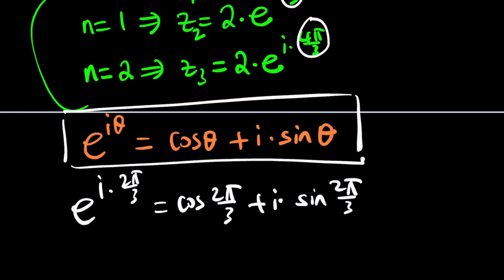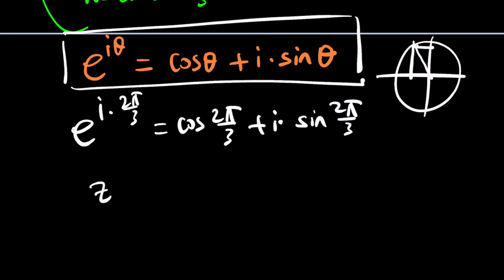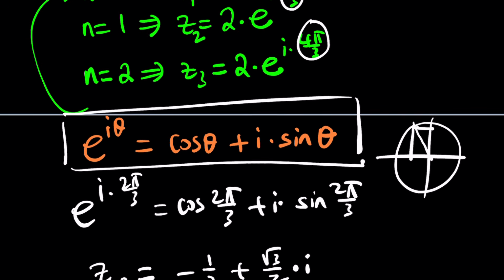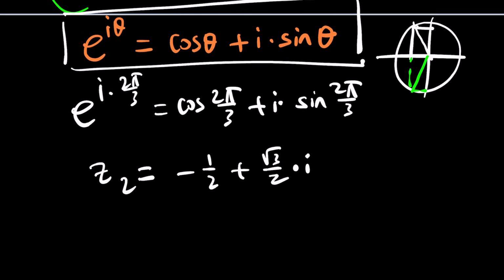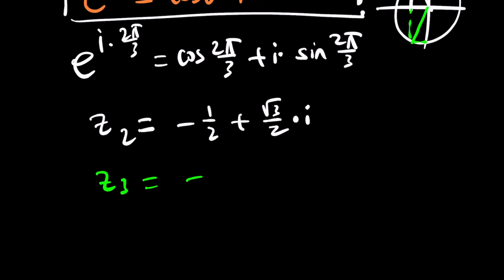And what does 2 pi over 3 represent as a degree? If you think about it, it's 2 times 60 degrees or 120 degrees. So we're talking about this angle right here on the unit circle. And if you look at its cosine and sine, then z2 is going to look like this. This is going to be negative 1/2, and this is going to be root 3 over 2 multiplied by i. When you look at the 4 pi over 3, you're just going to double 120, which is going to give you 240. And 240 is going to be here, right? And then they're going to have the same cosine value, but different sine value. So z3 is just going to be negative 1/2 minus root 3 over 2 multiplied by i.